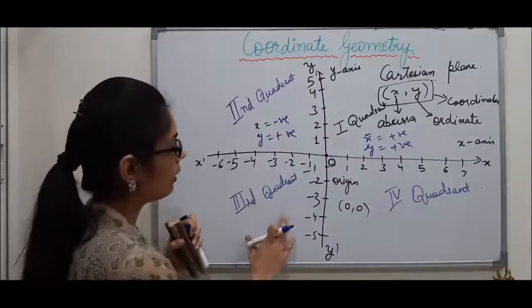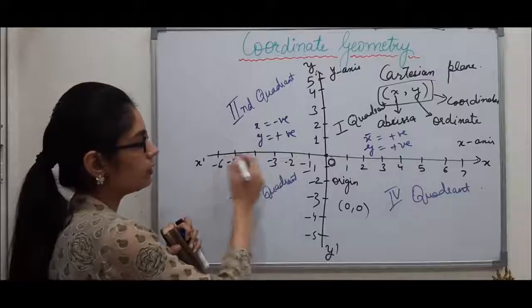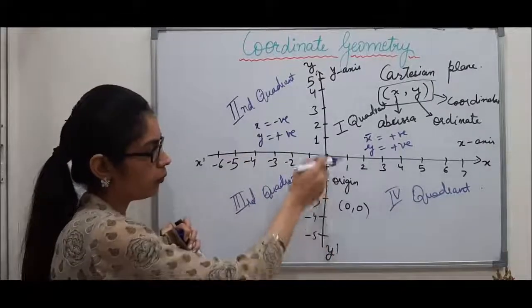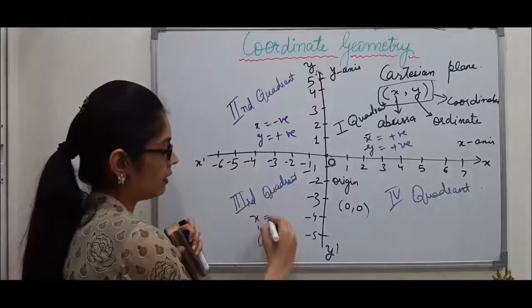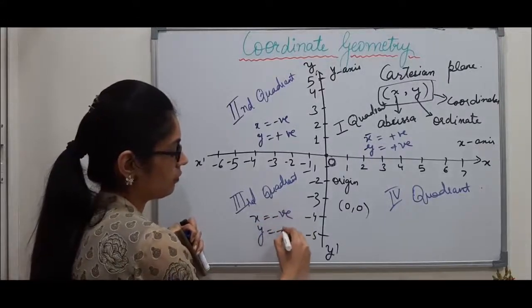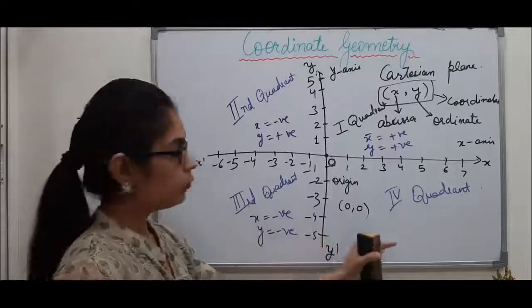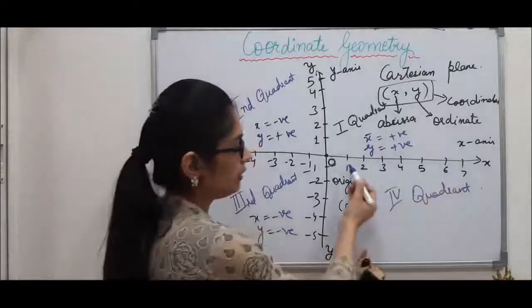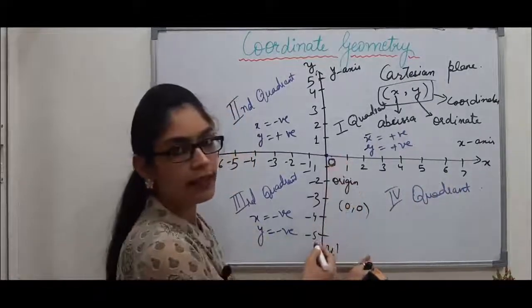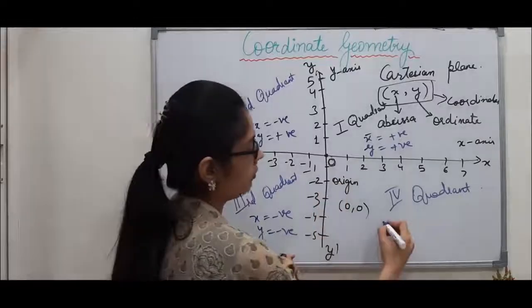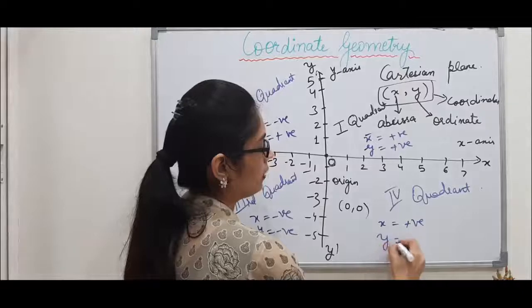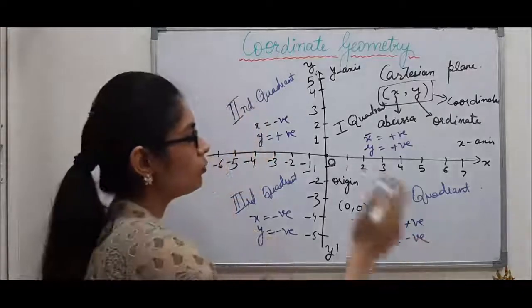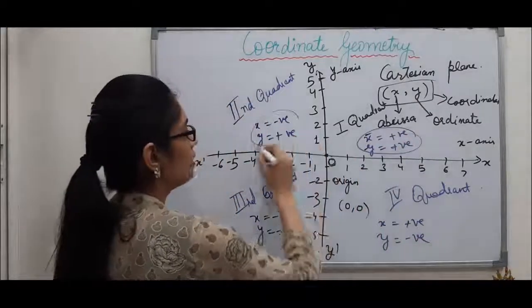Let's see the third quadrant. You can see these values for both x and y are negative. In the fourth quadrant, you can see x is positive and y is negative. From here you can see the values, x is positive and y is negative. So this was all about the Cartesian plane.